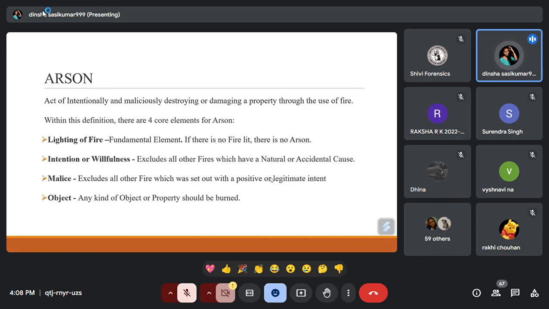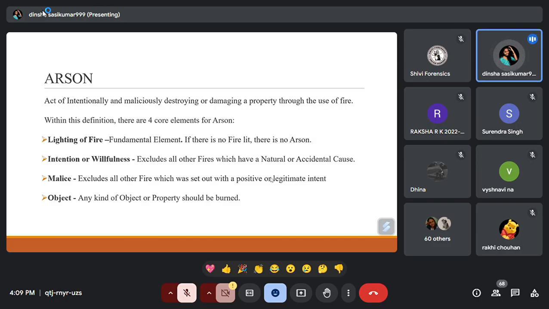Next one is intention or willfulness. There should be intention or willfulness for setting out the fire. This core element excludes all other fires which have a natural or accidental cause. And the third element is malice. I have already mentioned that the intention should be malicious. So the intention to start the fire should be malicious. And this excludes all other fires which were set out with a positive or legitimate intent.